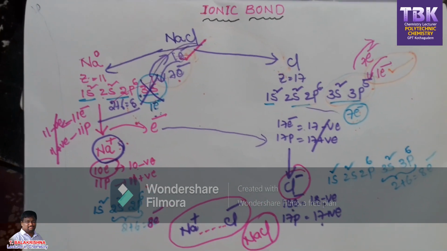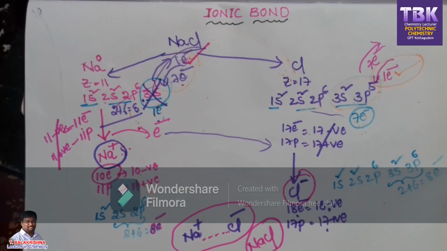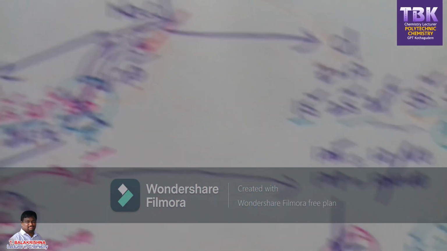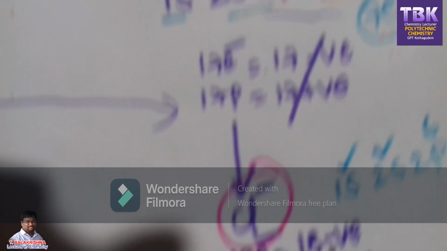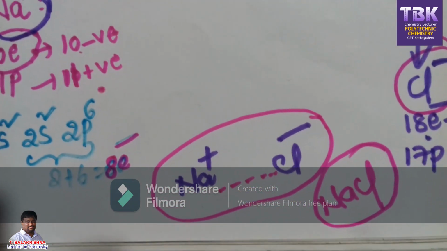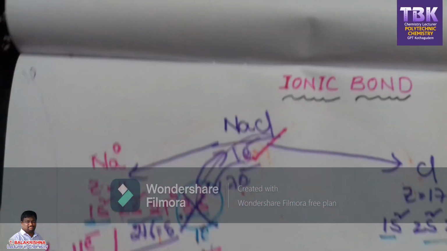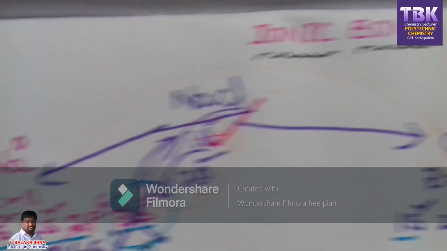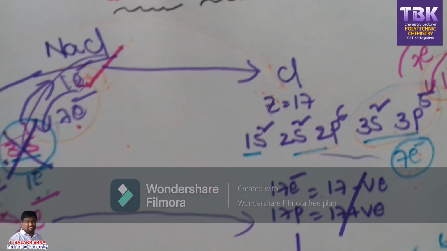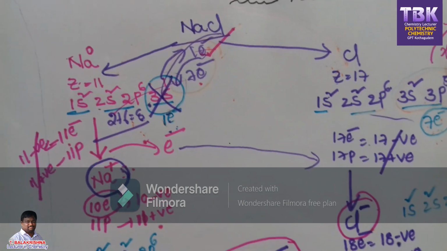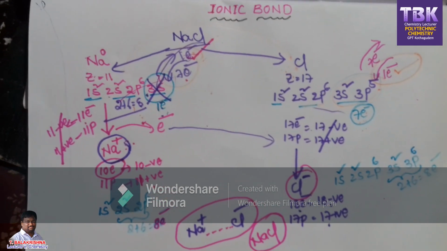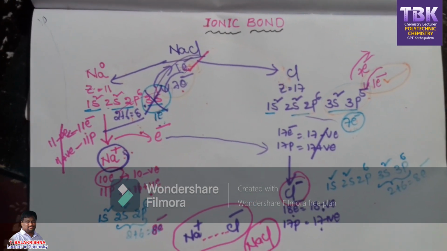Is it clear, friends? I repeat, there are 3 steps. One is the formation of a cation from a metal atom, the second is formation of an anion from a non-metal atom, and the third is association of opposite charges. It's an ionic bond. This bond is formed between a metal and a non-metal, that means first group, second group elements and the remaining group elements, because the electronegativity difference is more than 1.9. So this is a NaCl molecule. We will discuss another molecule in the next part.